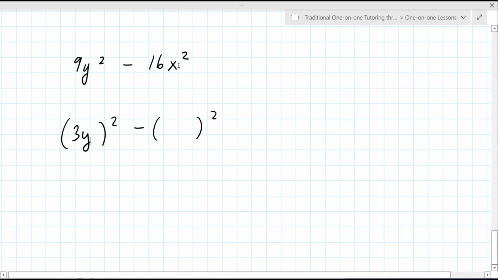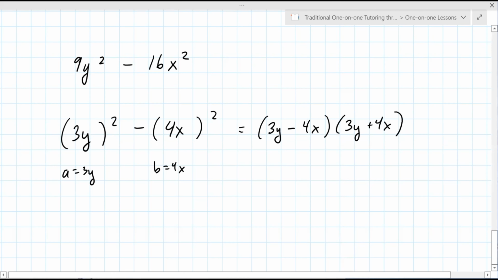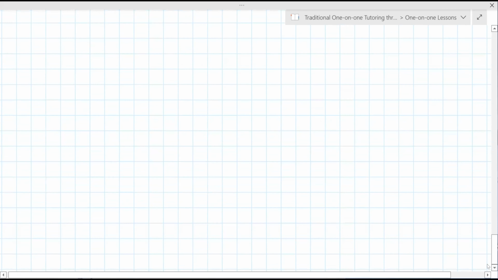This one has an x squared though, so it's 4x. Oh, yeah. So your a is 3y and your b is 4x. I'm making these little dumb mistakes every time. You ready for another one? Yeah, let me get another one. Okay. Let's go u squared minus 100 v squared.